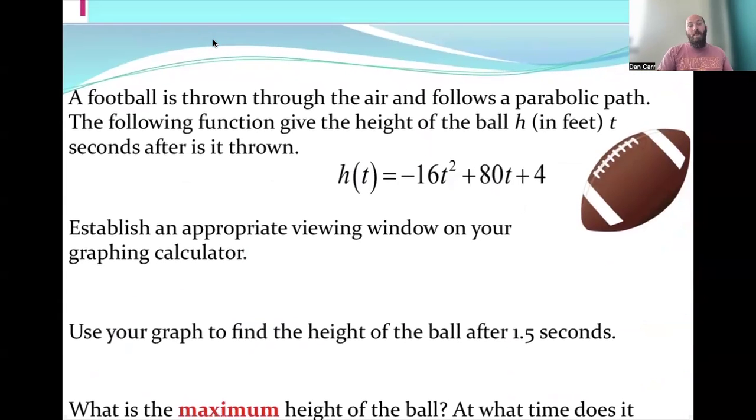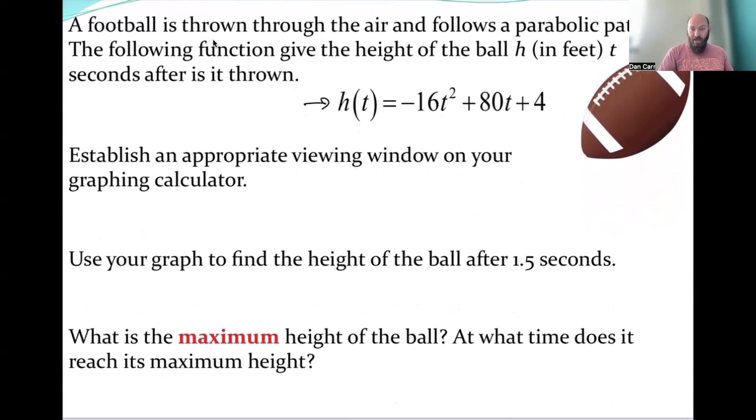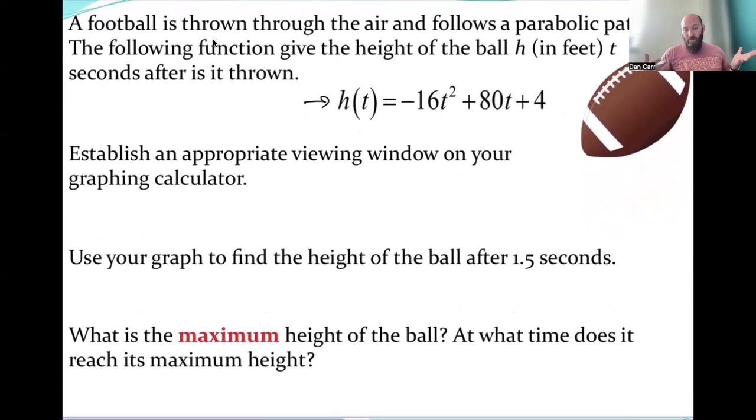For example, a football is thrown through the air and follows a parabolic path. The following function gives the height of the ball, h, in feet, t seconds after it's thrown. So we're looking at this one right here. Establish an appropriate viewing window on your graphing calculator. I'm going to go ahead and pull this up into Desmos so you can see that one, but a TI-84 is going to work as well.